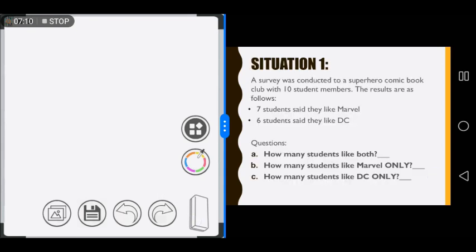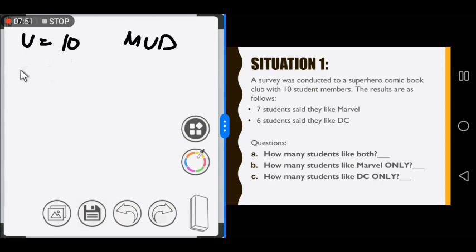Okay, so let us proceed with the first problem. A survey was conducted to a superhero comic book club with 10 student members. This is our universal set. Since everyone is counted, we can also say that this universal set is our M union D, M for Marvel, D for DC. So, our universal set is 10.